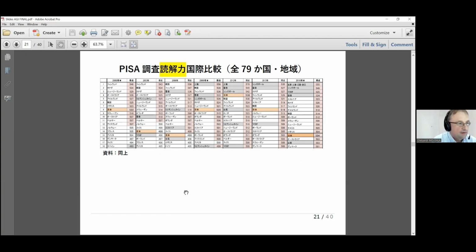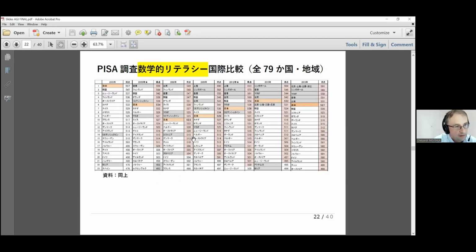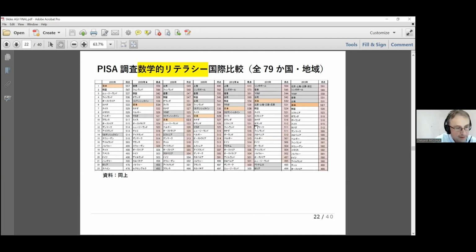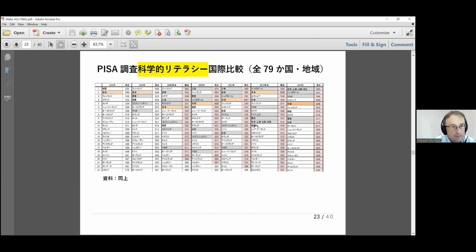This is the results for reading across time. So you can see that the latest low rank actually is nothing special because it happened also in the past, 2003, 2006. Whereas if you look at the science, it is consistently very high. And also the same can be said about mathematics, it is consistently very high. Japan rarely goes down to lower than top five countries.